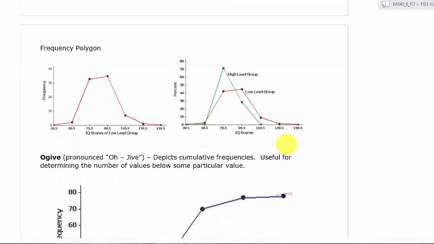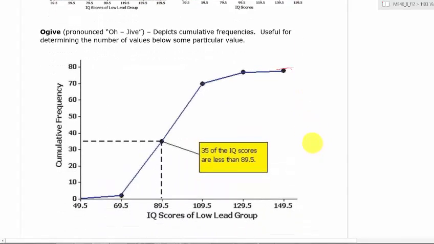Next, we have a couple of frequency polygons. These, I think, are really nice when you're comparing two sets of data. So this is nice to see the difference between the high lead group and the low lead group. So these were IQ scores. So again, just another type of graph. Next, we have an ogive. So this depicts cumulative frequencies. And again, this is the IQ scores of the low lead group. So just another way to represent our data, and a perfectly good representation of that data.